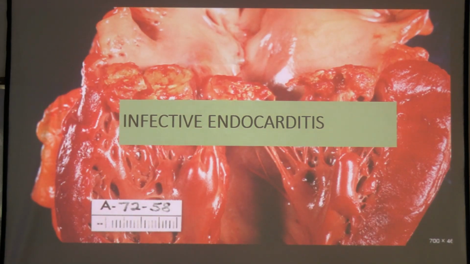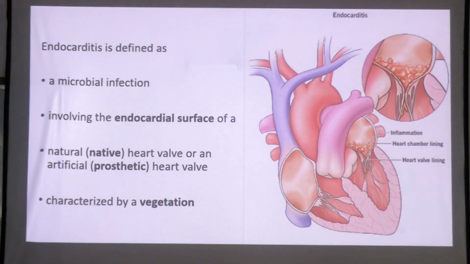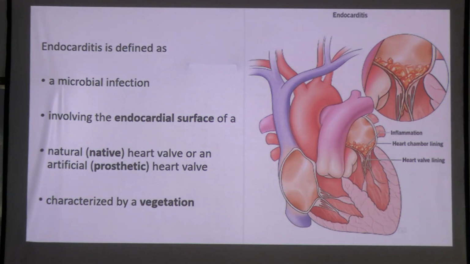Now, first let us look at this particular entity. It is called as infective endocarditis. The first things first, what do you mean by endocarditis? Endocarditis is defined as, read what is written. So it's a microbial infection. That means it's a pathogenic caused by a microbe, and it involves endocardial surface.